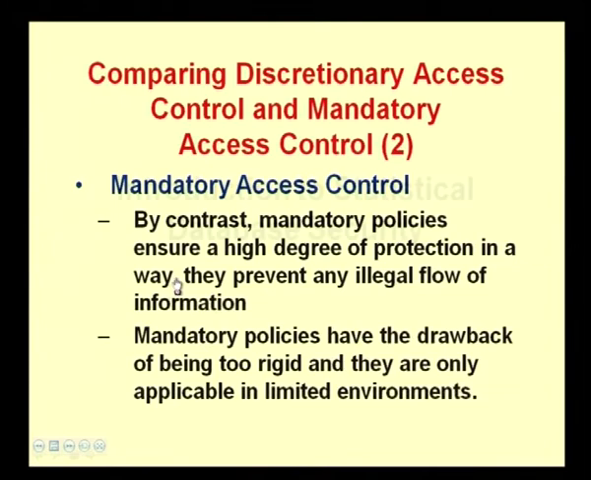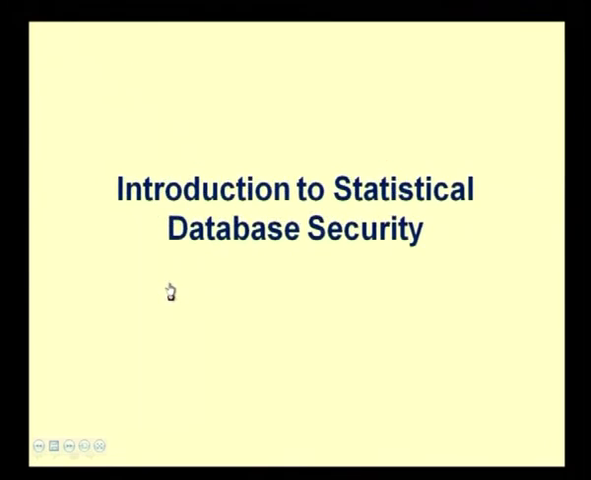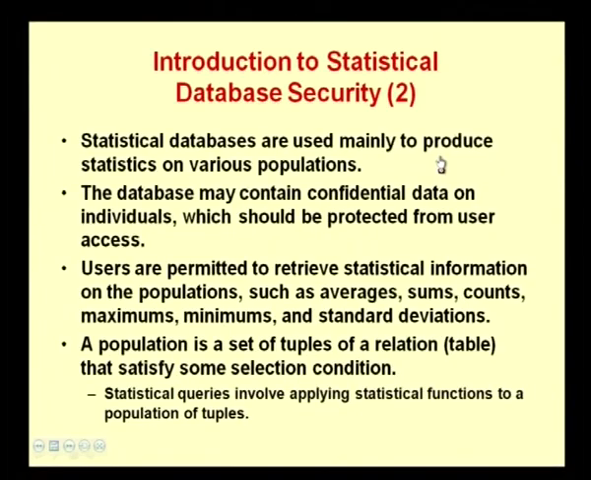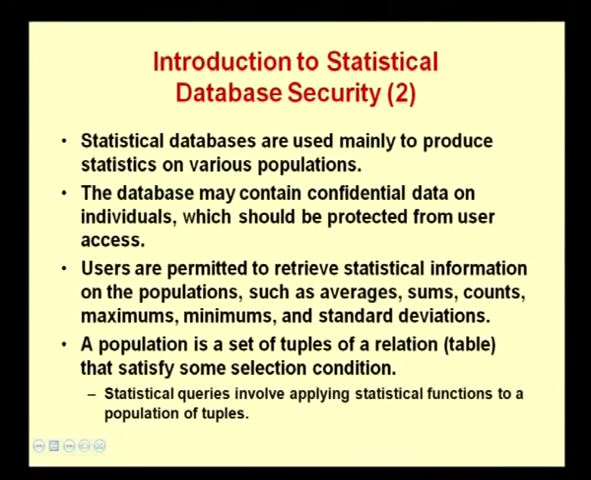Now, let us look at an introduction to statistical database security. Statistical databases are used, as we spoke about in the beginning, to produce statistics on various populations. For example, I want to take all the students of the university and look at what is confidential. I can give an overall impression, such as the average age or the subject most loved, instead of giving the complete information.